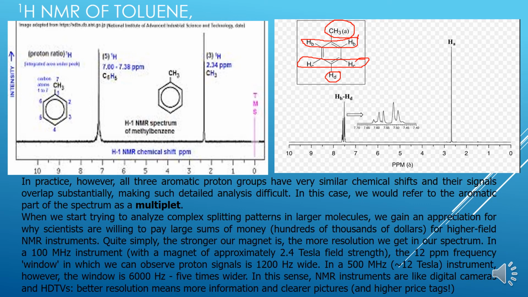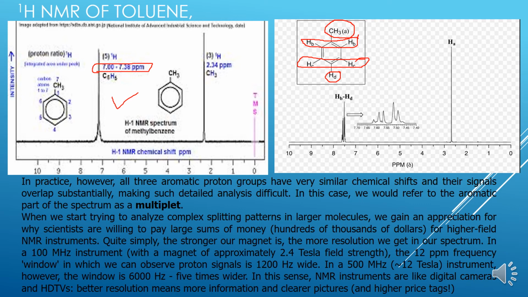In a low resolution NMR spectrum, we only get two peaks. We have given that in this diagram. The aromatic protons are observed in the region of 7 to 7.38 ppm. This peak is a multiplet because there are five protons here, and they are coupled to give multiplets.